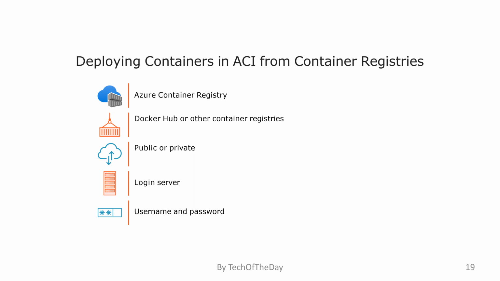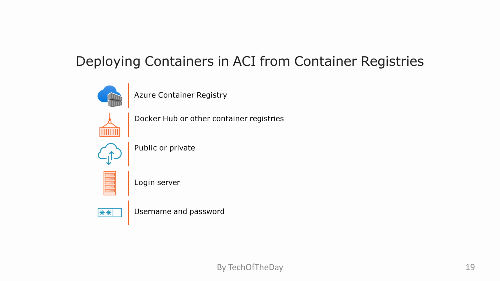Now, when deploying containers, you can use both public or private container registries. When I say public, I mean registries that you can pull containers from anonymously without having to log in. A private container registry is one that requires authentication, like we did in the demo. First, we have to log into the ACR. In fact, the Azure Container Registry that we just deployed requires authentication by default.